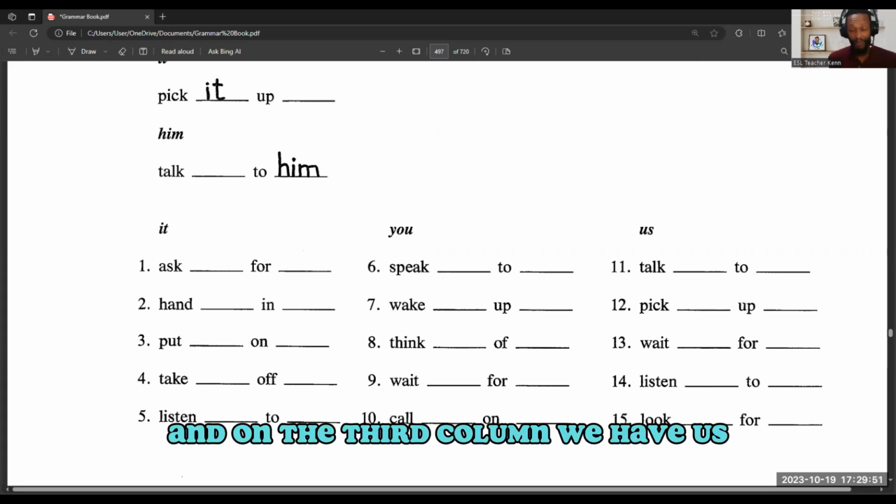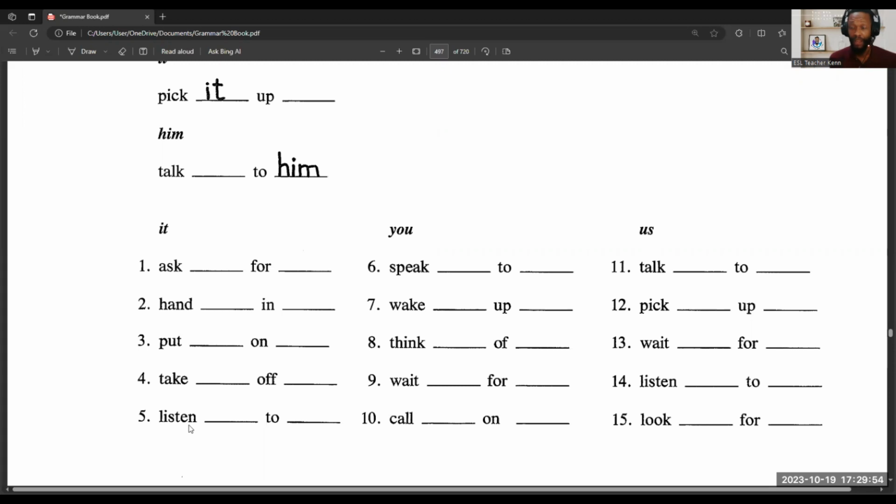And on the third column, we have us. Talk to. Talk to us. Pick up. Pick us up. Wait for. Wait for us. Listen to. Listen to us. Look for. Look for us.